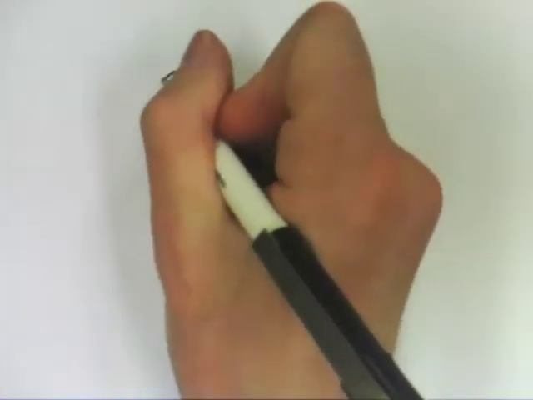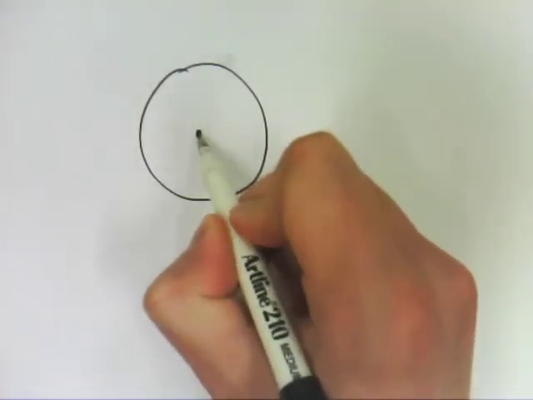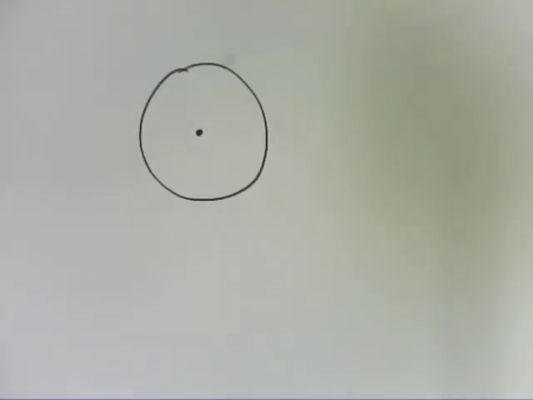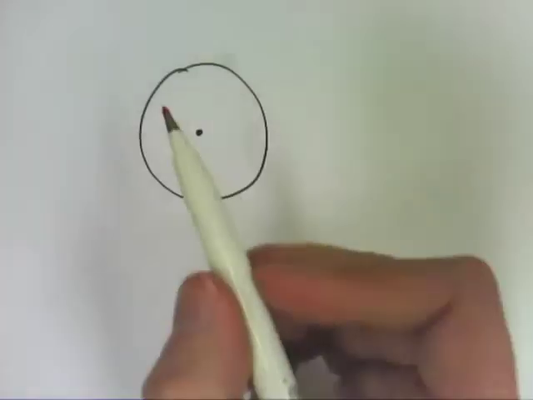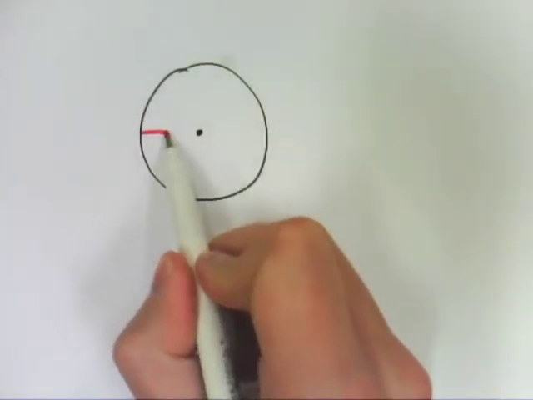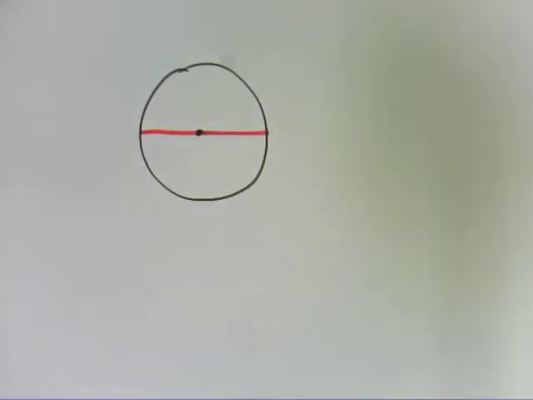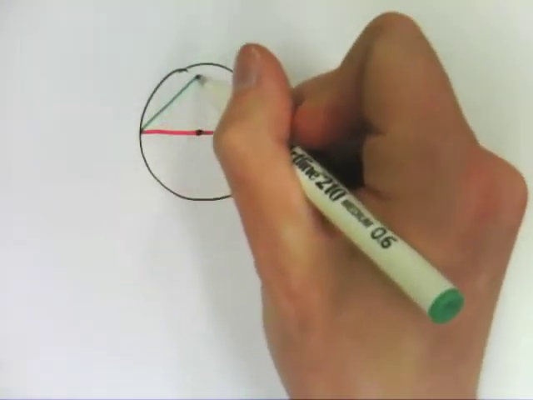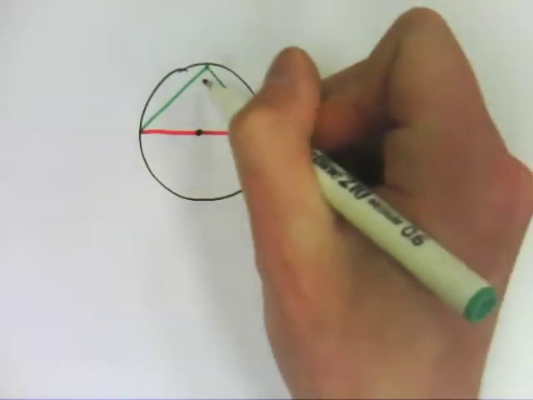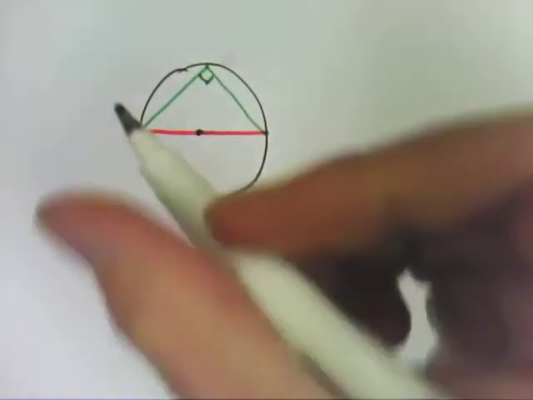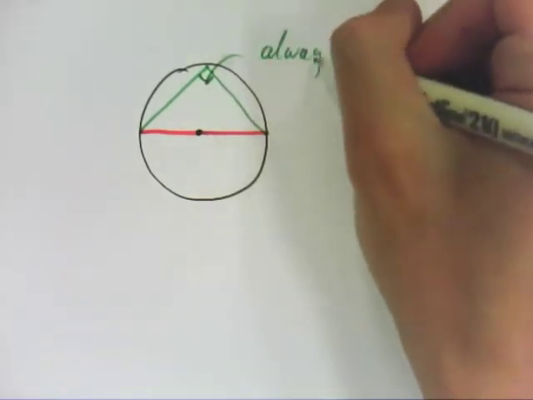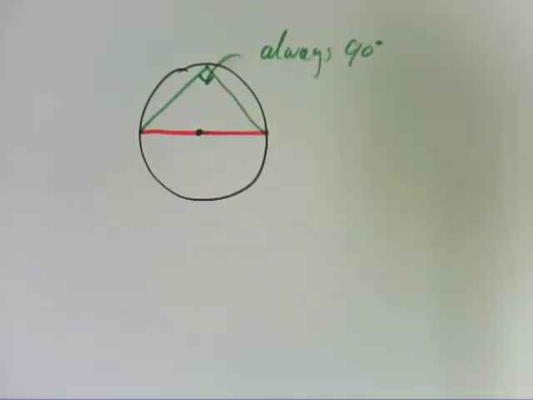One more to cover. This is to do with circles, so you're going to have to put up with me drawing a very dodgy circle. Okay, close enough. If you go through the centre of that circle and draw a line from one side to the other, it doesn't matter what angle you draw this on, it has to be a straight line through. Then you draw a line up to the outer side of the circle. That angle at the outer side of the circle is always 90 degrees, always a right angle.